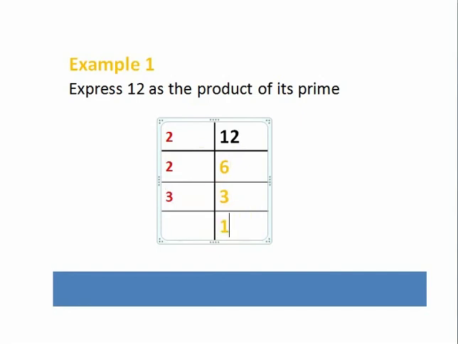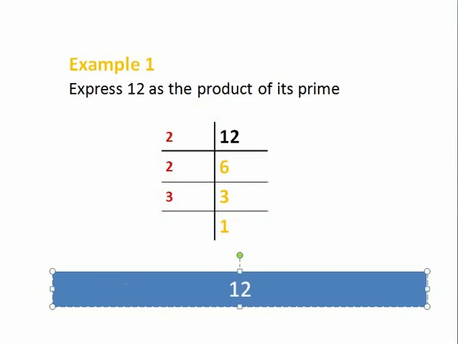So we stop there. So remember we are told to express it as the product of its primes. So we are expressing 12. So 12 will be equal to 2 times 2 times 3. So for 12, the product of its primes is 2 times 2 times what? 3. That's it.